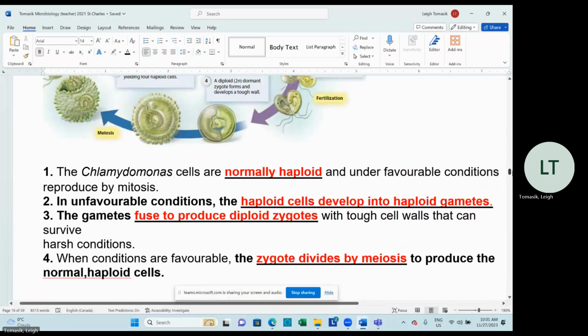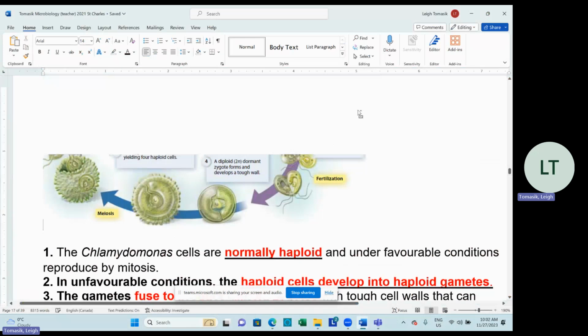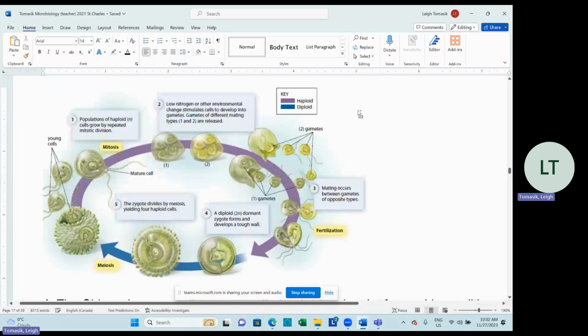Okay, so here are the steps. The Chlamydomonas cells are normally haploid, and under favorable conditions, they reproduce by mitosis, right? So that's step one in this diagram. If I can go back up. What about zooming in? There we go. Okay, so they're normally haploid.